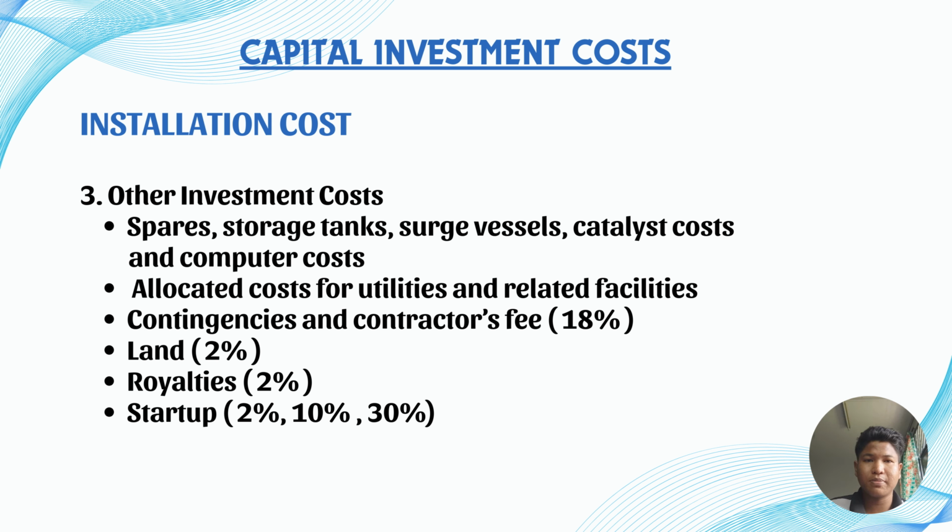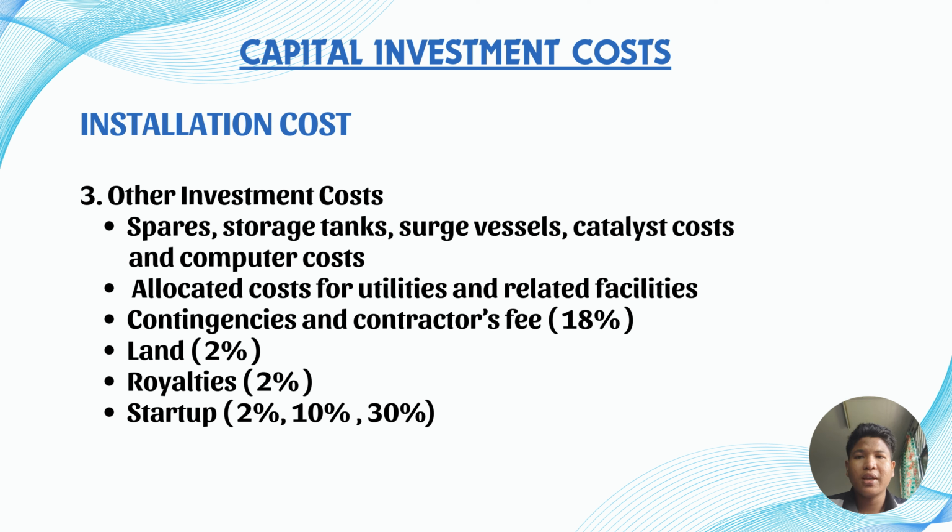There are several other investment costs that must be factored into the total installation cost. First, we have the spares, storage tanks, surge vessels, catalyst, and also the computer system. These items support the ongoing operation and maintenance of the facility. For example, spares ensure the quick replacement of worn-out parts. Storage tanks and surge vessels manage the fluid flow and inventory. Catalysts are critical for the chemical reaction in many processes, and the computer system handles the process control, monitoring, and safety automation.